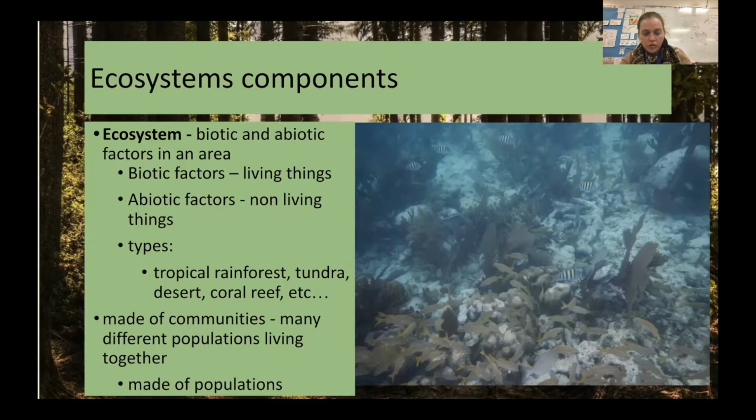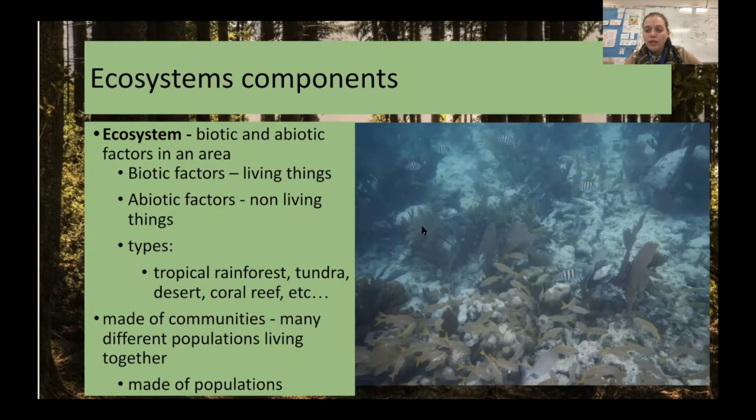An ecosystem includes a couple of different components. The biotic factors, bio means life, so these are the living things, and abiotic factors, which are non-living things. There are many different kinds of ecosystems, and I'm sure you've been familiar with these since you were kids. Tropical rainforest, tundra, desert, chaparral, grasslands, marine ecosystems like coral reefs, and the list goes on and on. All of your different biomes would be your ecosystems. And they're made of different communities, which are populations that are living together.